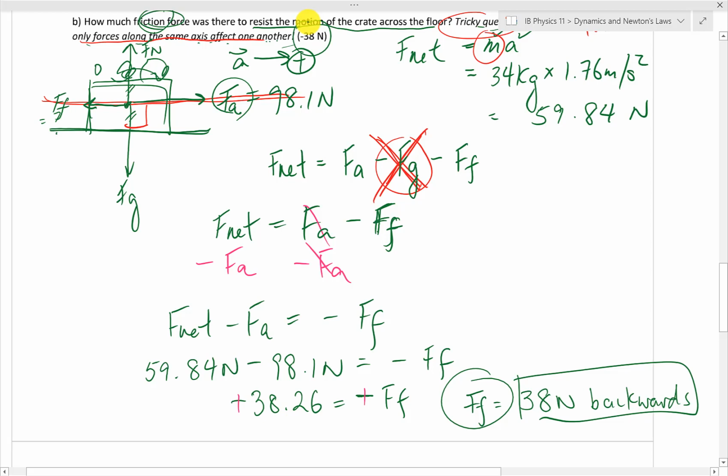And it is as is right there. I just put a negative sign instead of backwards. Backwards is more clear as a communication factor there. So very important, be careful. On the technical side, only forces along the same axis affect one another. Otherwise, leave them out of your Fnet equation.